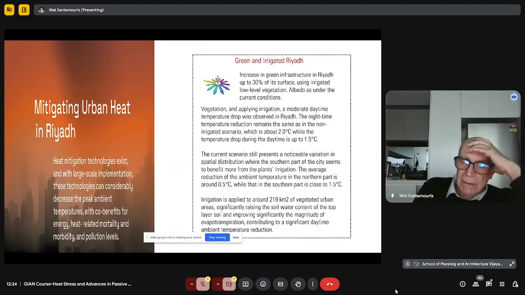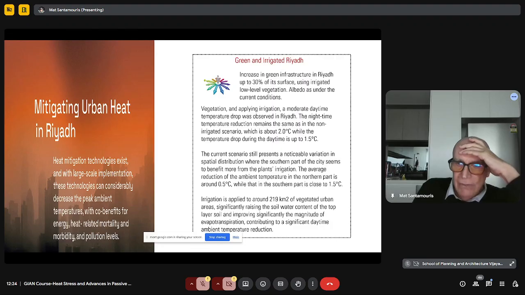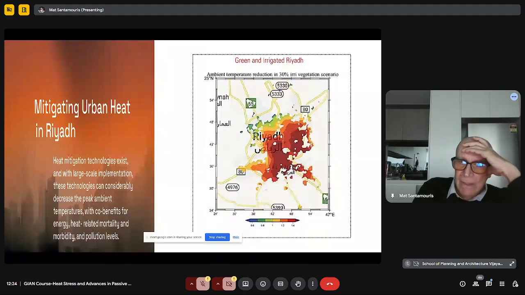When we decided to irrigate the trees and the greenery, and to simulate the impact of the irrigated greenery, it changed completely. In this case, the decrease of the temperature we had was up to 1.5 degrees. So in this area, and especially in arid climates, the use of non-irrigated greenery is not helping at all. On the contrary, it may increase the temperature of the city. For these climatic conditions, it is mandatory to have very strong irrigation.